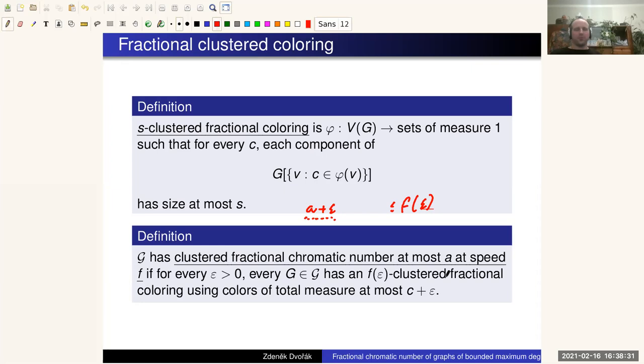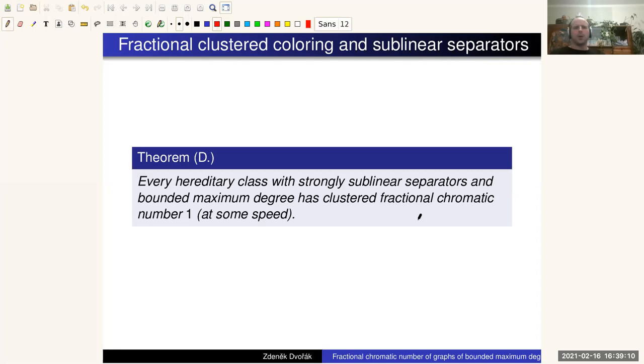For this reason, we define the clustered fractional chromatic number of a class of graphs as the infimum of the values of A for which you can do this. And then we can also be interested in how the size of clusters depends on this value of epsilon, as we go closer and closer to the number of colors. Let's call this the speed of the clustered fractional coloring in the class. And it turns out that for every, let's say, hereditary class of graphs with strongly sublinear separators, so if you don't know what this is, imagine planar graphs.